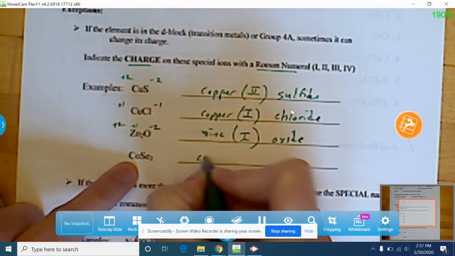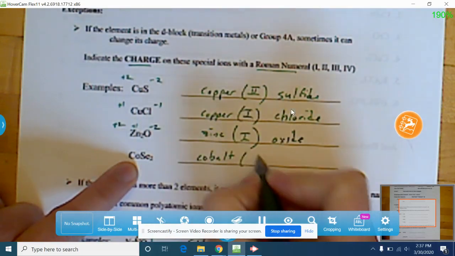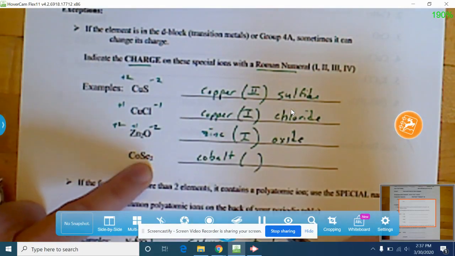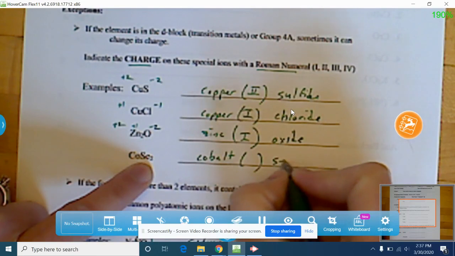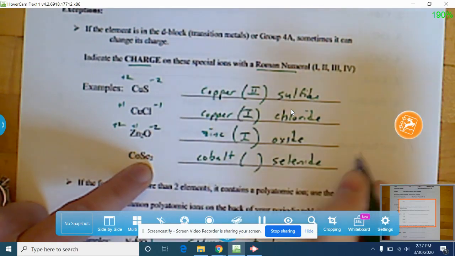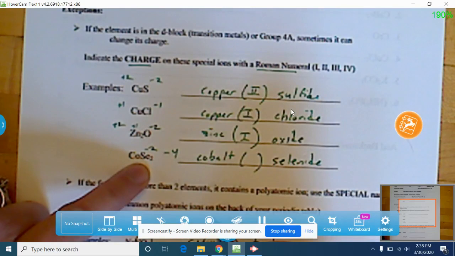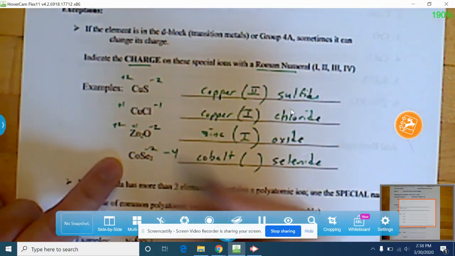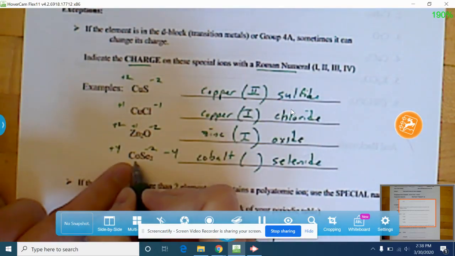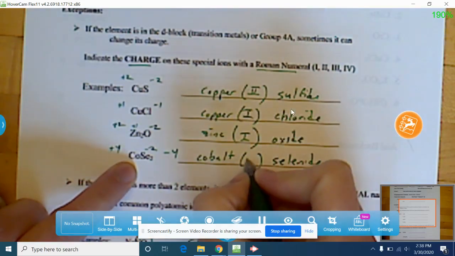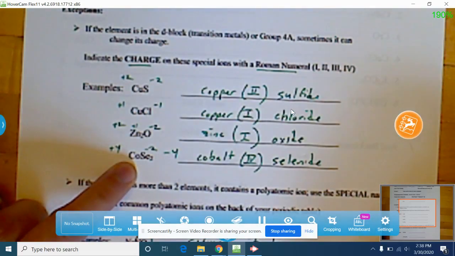And finally, we have cobalt. Again, it's in the D block, so we leave space for a Roman numeral. Se is selenium. It becomes selenide. We need to figure out its charge. Se normally has a charge of -2. There are 2 of them, so our total charge is -4. That means our total positive charge is +4 because there's just one cobalt. It gets all of it, so it's the Roman numeral 4.